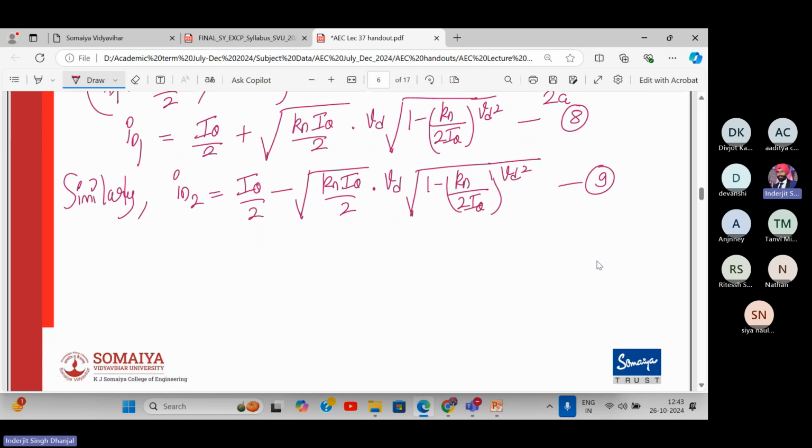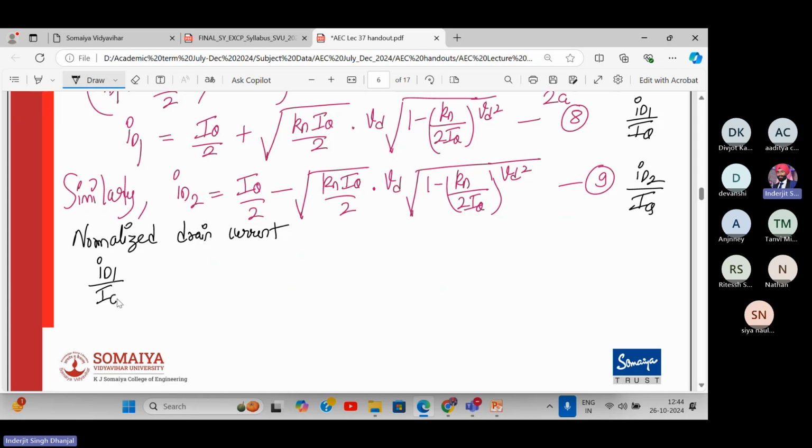Now what we do is we normalize the drain currents. How do we normalize the drain currents? Write down. Next, normalized drain currents. Meaning what we do now is we do ID1 divided by IQ, and here we will do ID2 divided by IQ. So what do we get over here? IQ we take common, right?